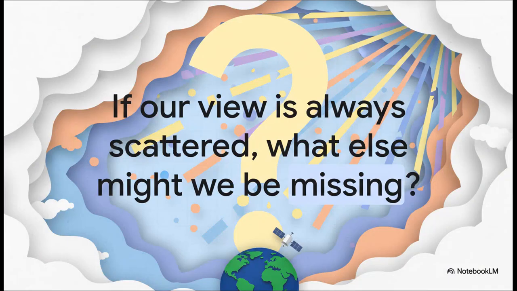And that kind of leaves us with one last thought to chew on. The light that gets to us, whether we're on the ground looking up or in orbit looking down, is never really pure. It's always been filtered, bounced around, and changed by our atmosphere. And it makes you wonder, if our view is always shaped by this beautiful, chaotic dance, what other subtle details about our own planet might we be missing?